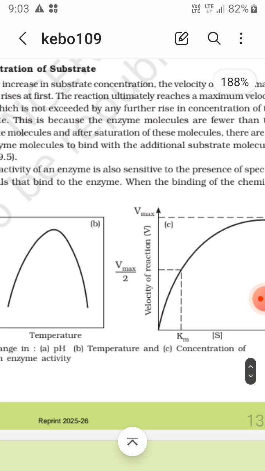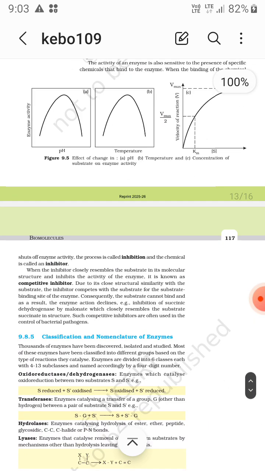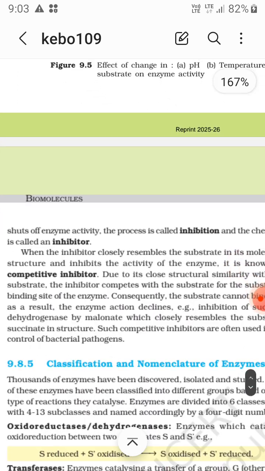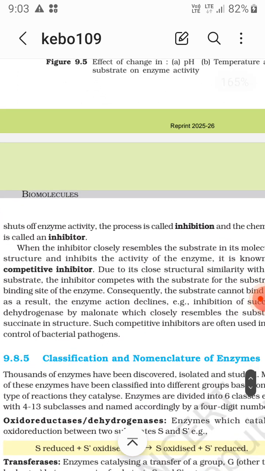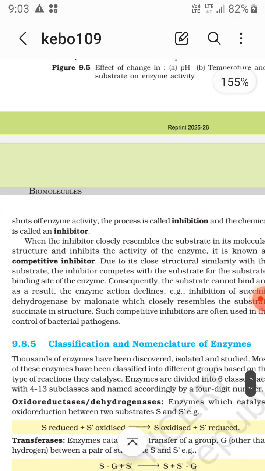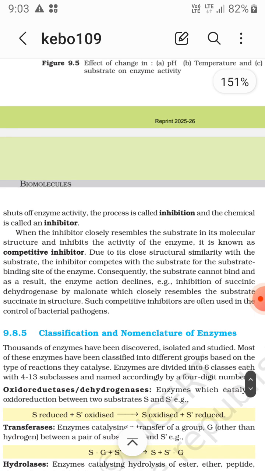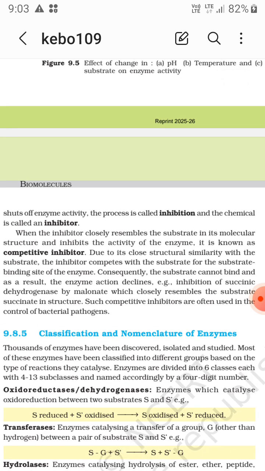When an inhibitor closely resembles the substrate in its molecular structure and inhibits the activity of the enzyme, it is known as a competitive inhibitor.